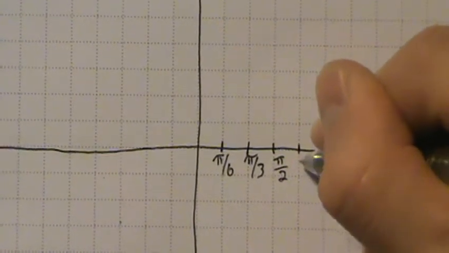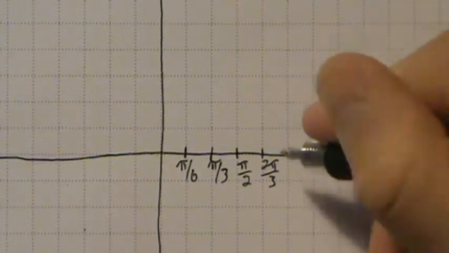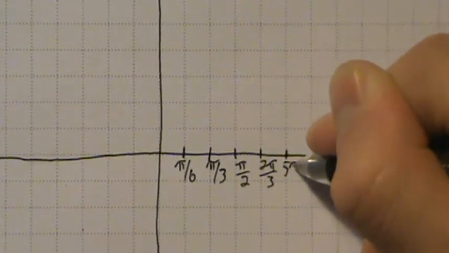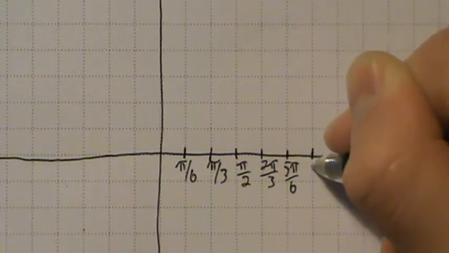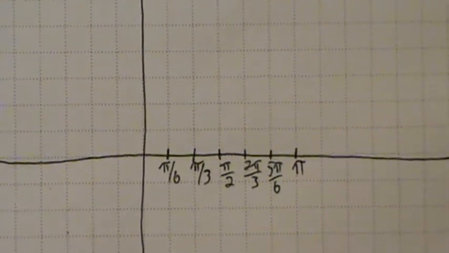Okay, the next one is 4 pi over 6, which is 2 pi over 3. This next one here is going to be 5 pi over 6, which doesn't reduce. Next one is 6 pi over 6, which is pi. And is that as far as we need to go? Let's go a little bit farther.